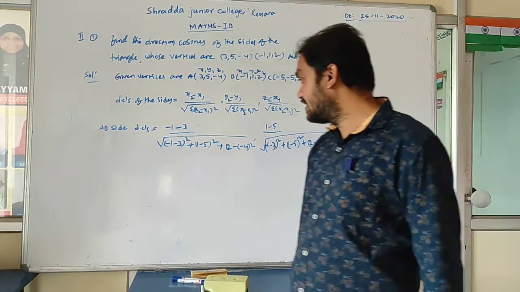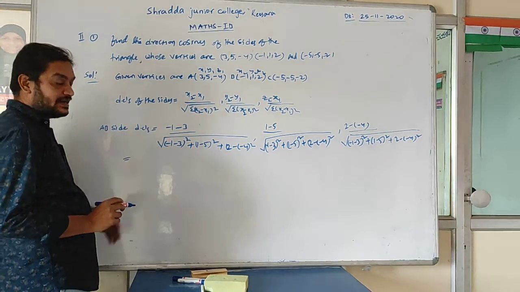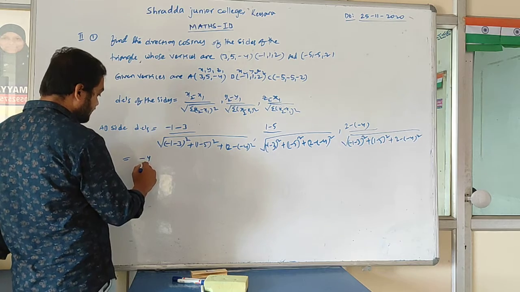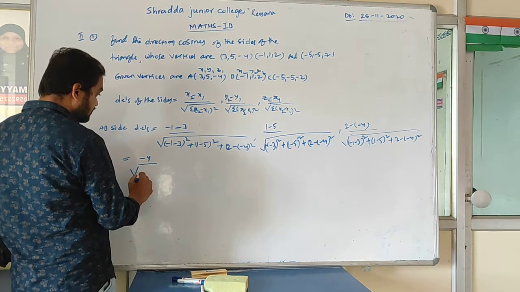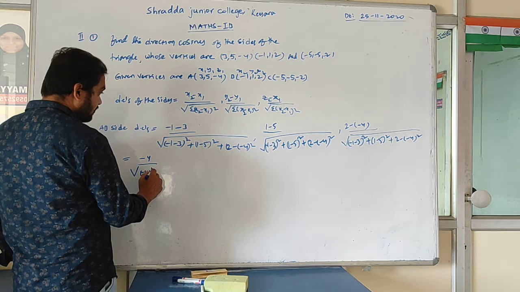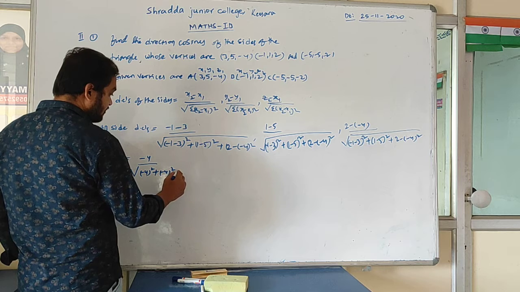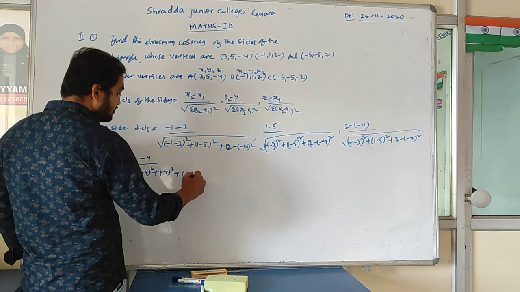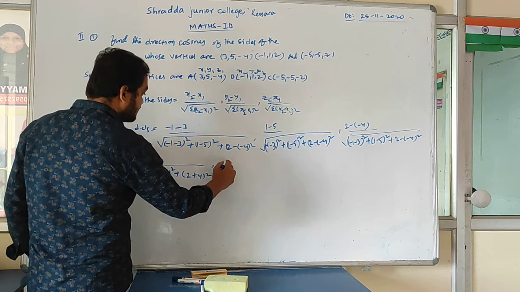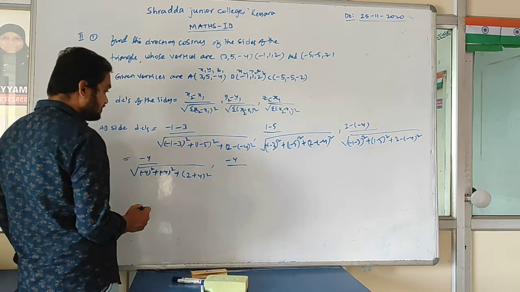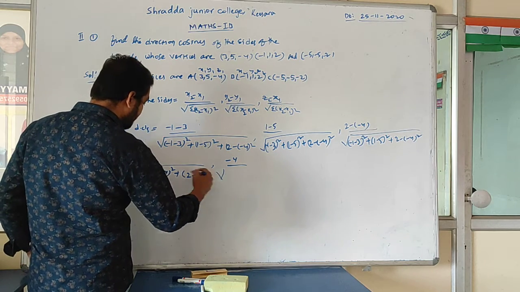Now see what we are getting here. This is equal to minus 1 minus 3, which is nothing but minus 4, by the square root of minus 4 whole square plus 1 minus 5, that is minus 4 whole square, plus 2 plus 4 whole square. And here also 1 minus 5 is minus 4. The denominator under the square root is the same.